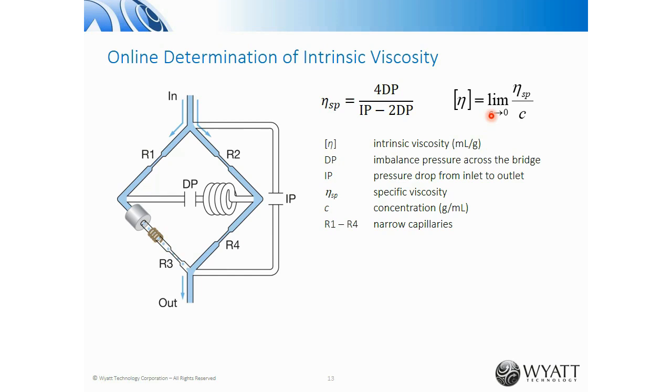Online determination of intrinsic viscosity is done with an online viscometer. The main part of the viscometer is a capillary bridge that consists of 4 capillaries, a delay volume, and 2 pressure transducers. One pressure transducer measures the pressure difference between the 2 lines of the bridge. The second one measures the pressure difference between the inlet and outlet of the bridge. The specific viscosity is then determined from the pressure, and as in SEC, the concentrations are very low. We can neglect the concentration dependence, and the intrinsic viscosity is calculated from the specific viscosity divided by the concentration, and this is done at regular time intervals, as in the case of molar mass.